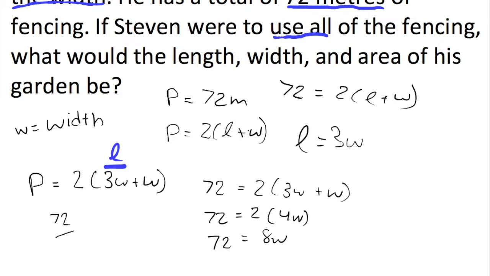So 72 divided by 8 is equal to 8W divided by 8. Oh, I made a mistake here. So we can say that 8W divided by 8, since we have to divide both sides of the equation by 8, and 72 divided by 8 is of course 9. So we can say that 9 is equal to W.